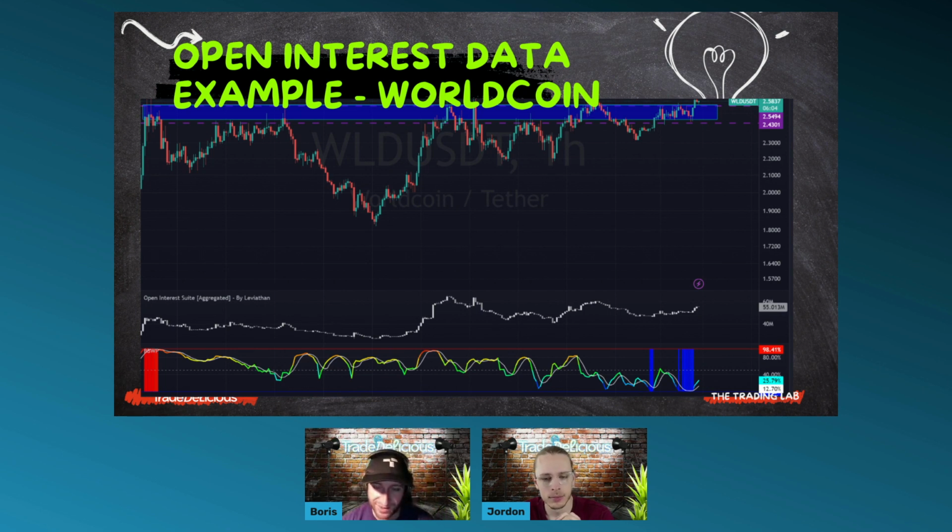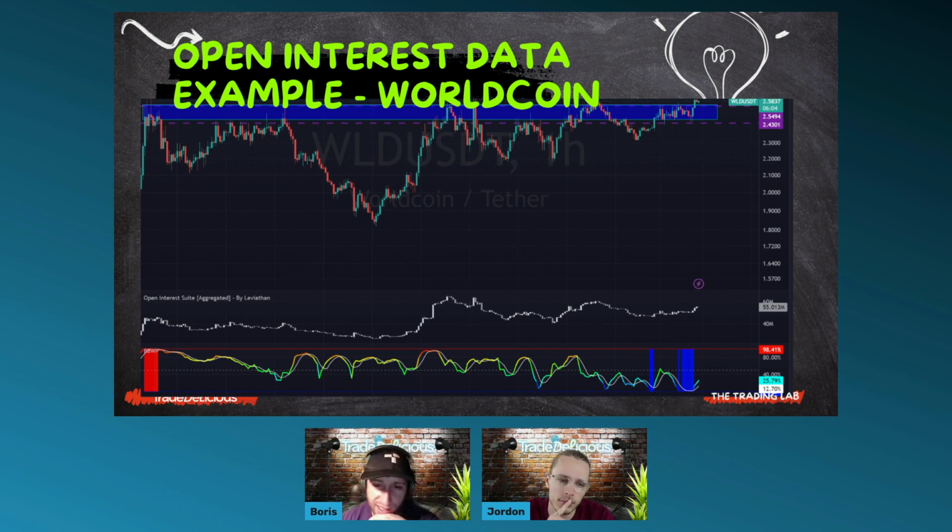This blue box, obviously you can't see my mouse, is a liquidity zone that I had drawn up. And WorldCoin did have quite a nice move, about 15% from this range later on. Basically, I plot this indicator on TradingView. It's called Open Interest Suite, aggregated by Leviathan, who's I guess the creator of this indicator. You can see big spikes of open interest when price starts to increase. So this gave me confidence in this potential breakout trade for WorldCoin.